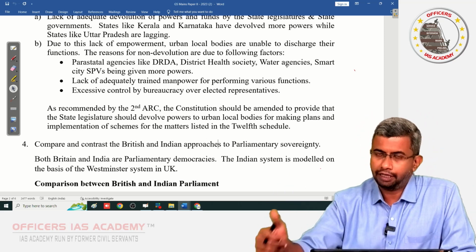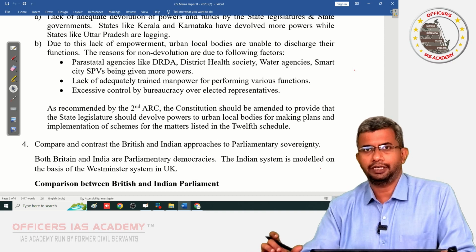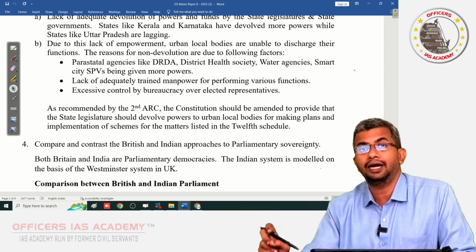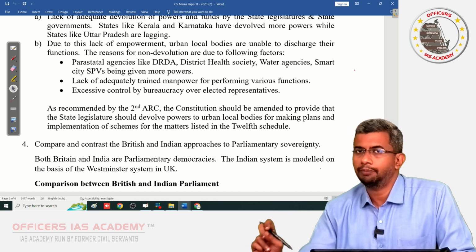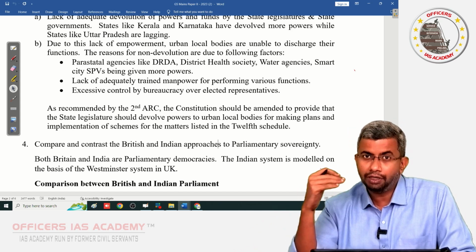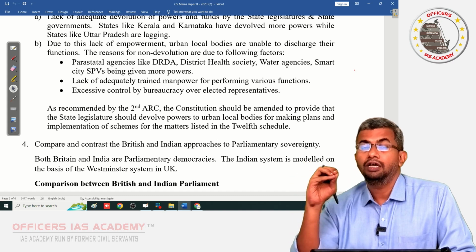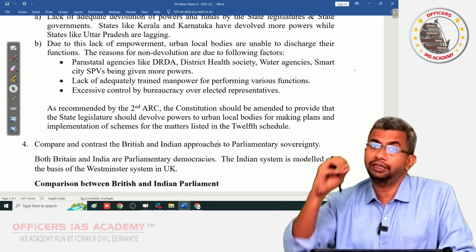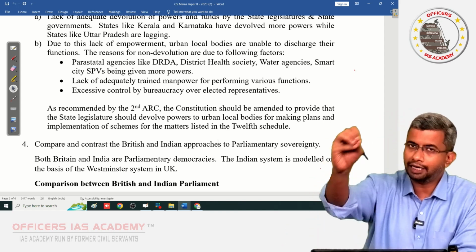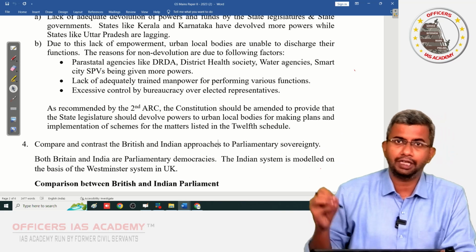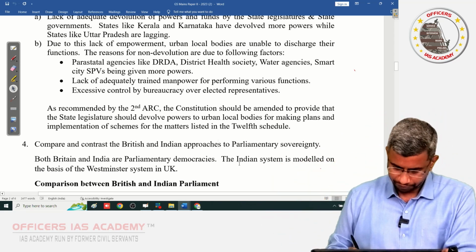And there is a lack of adequately trained manpower and excessive control by bureaucracy over elected representatives. These are some of the reasons why they are reluctant to share power and funds with urban local bodies. And what is the way forward? The Second Administrative Reforms Commission has suggested that instead of 'may', the Constitution should be amended to say they should be empowered with funds and functions for the matters listed in the 12th Schedule. So that is something which should be done so that the urban local bodies are more empowered.